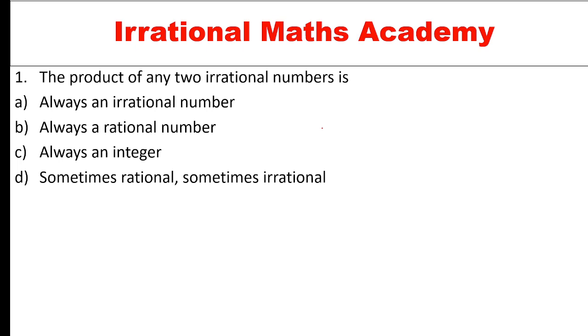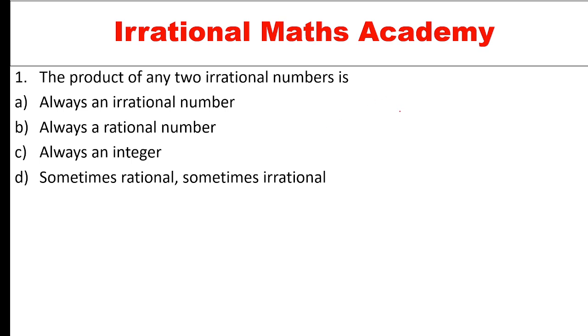In this video, we'll be solving 7 questions of class 9. Let's start. First question. The product of any two irrational numbers is: option A, always an irrational number; option B, always a rational number; option C, always an integer; and option D, sometimes rational and sometimes irrational number.